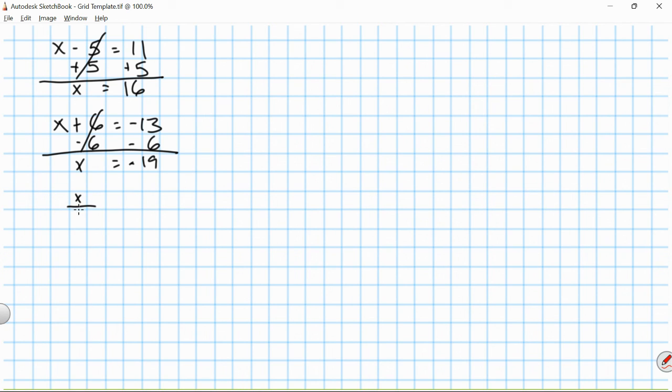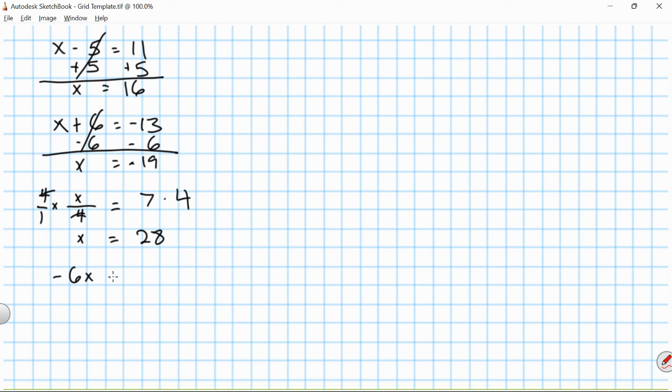X over 4, is equal to 7. Now what does this x over 4 mean? X divided by 4. How do we undo division? Multiplication. The inverse operation is multiplication. Also, look, this is why multiplication is multiplication and division is division. It cancels out. I have to multiply this other side by 4. X is equal to 7 times 4, which is 28.